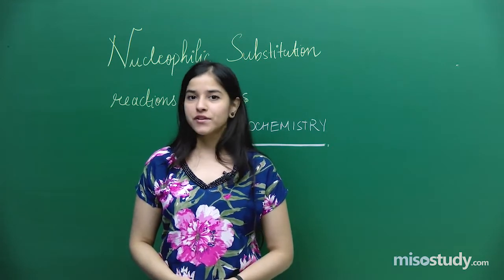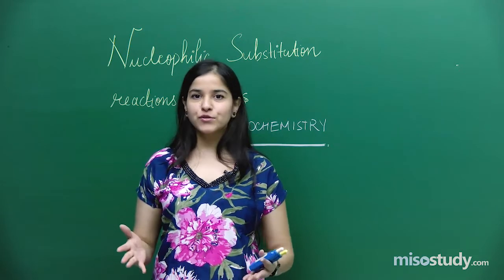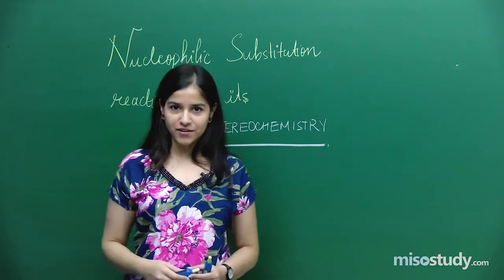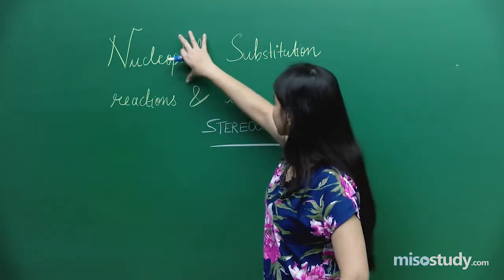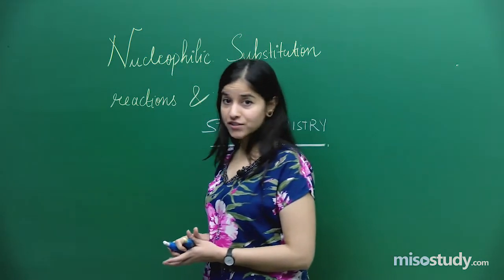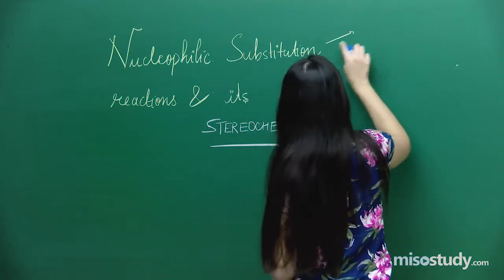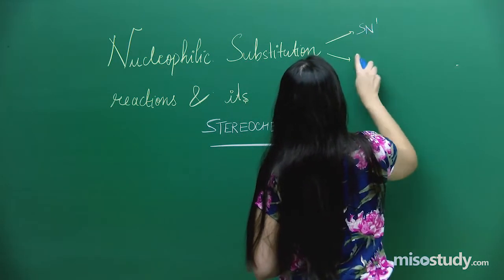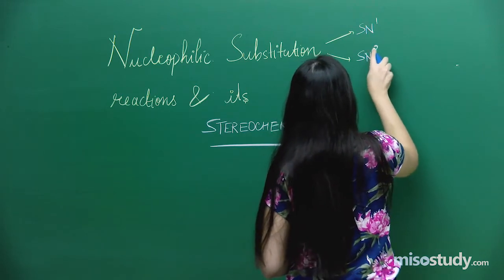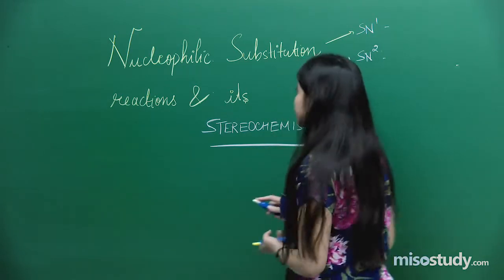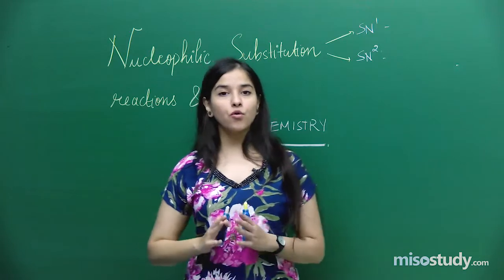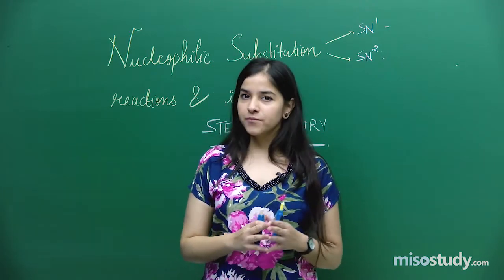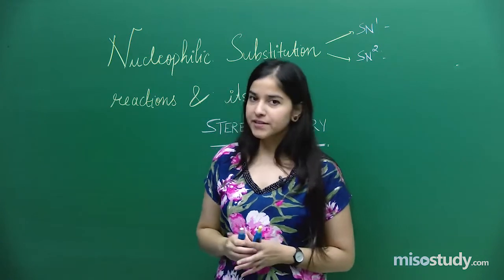Now, what were we on to? We were on to the discussion of nucleophilic substitution reactions, right? We were discussing nucleophilic substitution reactions, and that too, two types of reactions. I hope everybody remembers that we discussed SN1 and SN2 mechanisms, right? And these mechanisms hold great importance from your exams point of view, right?